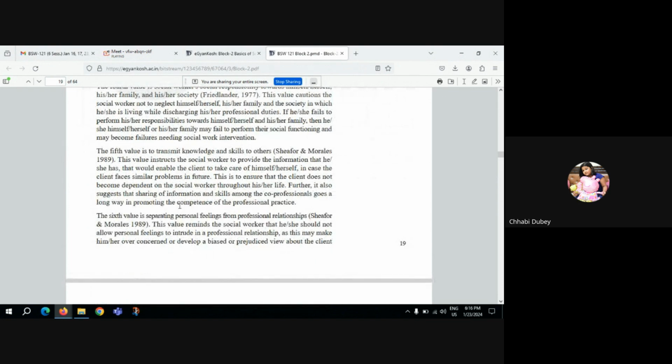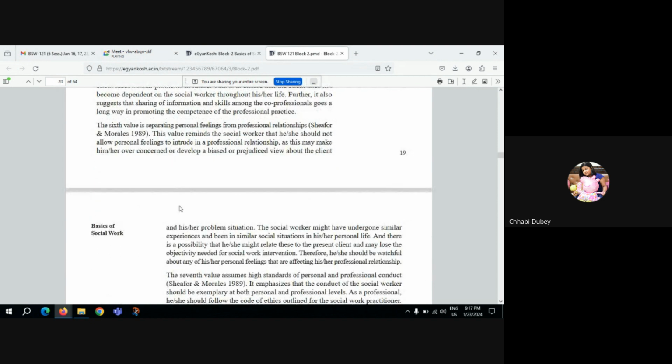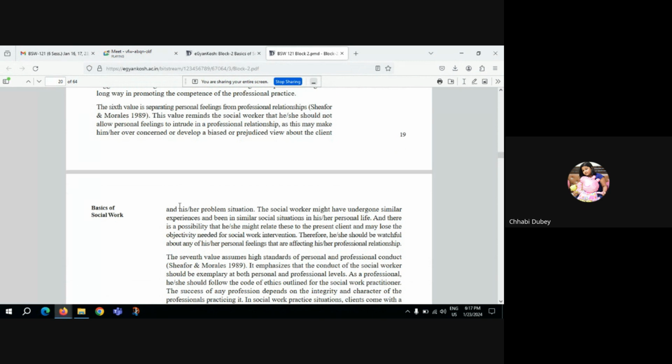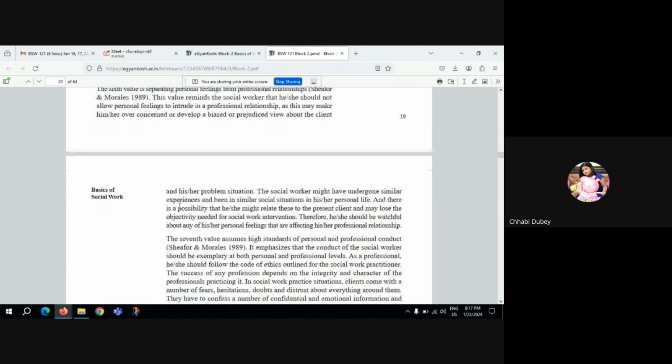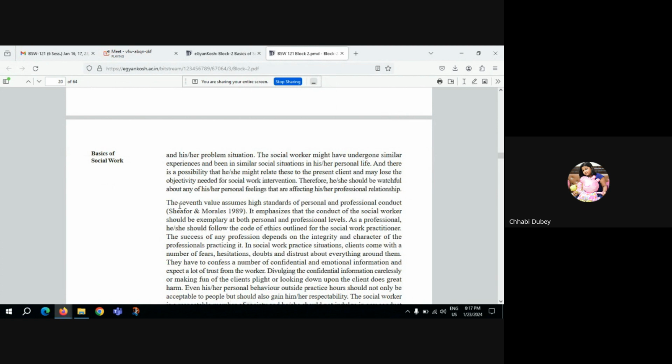Another value is separating the personal feelings from the professional relationship. We should not allow our personal feelings to intrude when we are working as a professional. We have to keep our biases and prejudiced views about the clients or other members at bay. There is no place for any of our preconceived notions when we are working with clients.